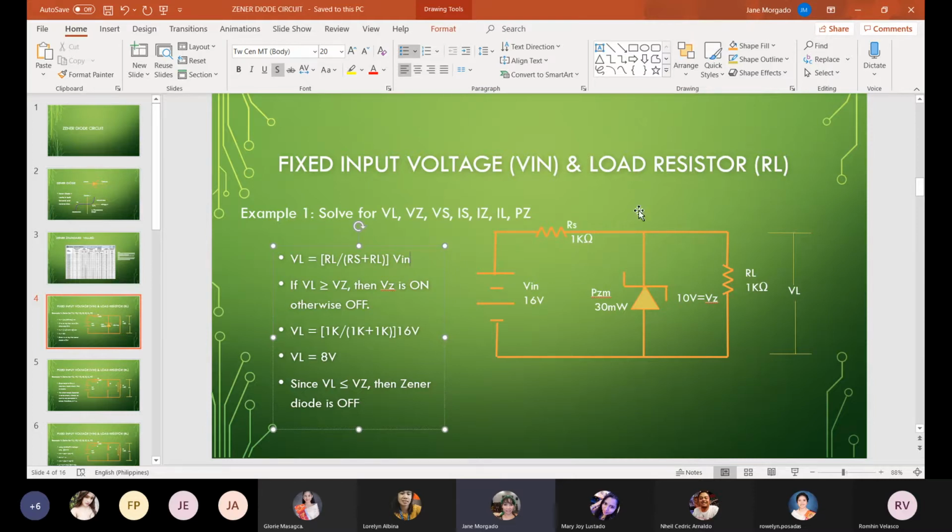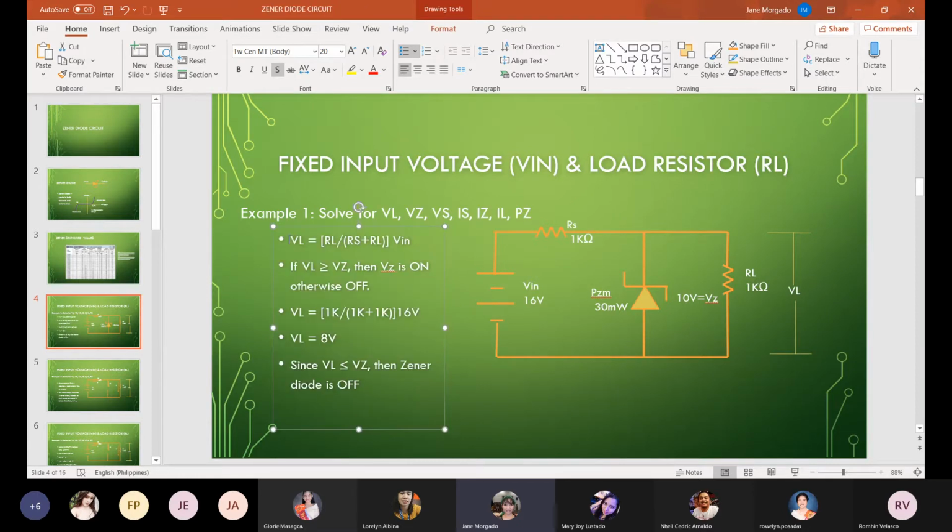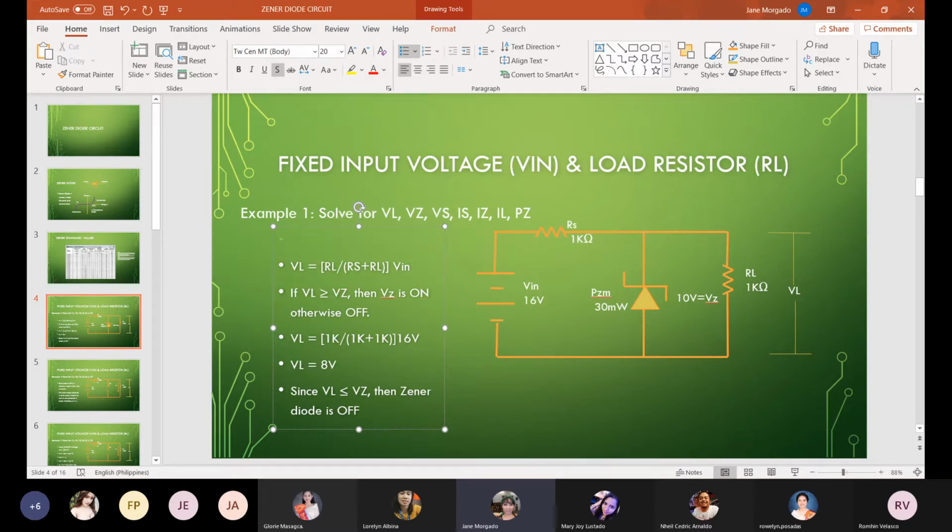Voltage across series circuit. So we may use, this is actually a voltage divider principle. Okay, so this formula here. By voltage divider principle, the voltage across RL is RL over RS plus RL times the input.